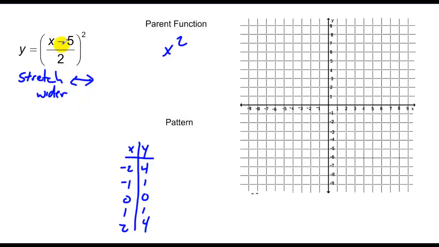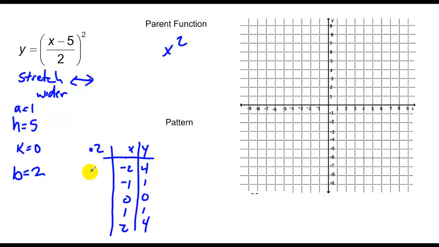In this case, inside the function, this has got to be my h value. It follows the subtraction, so h equals 5. Nothing on the outside, k equals 0. A equals 1. There's no vertical change to this as far as the stretch goes. But b in this case is now 2. And b stretches our x values, so now we're going to multiply all my x values by 2. That's giving me -4, -2, 0, 2, 4.